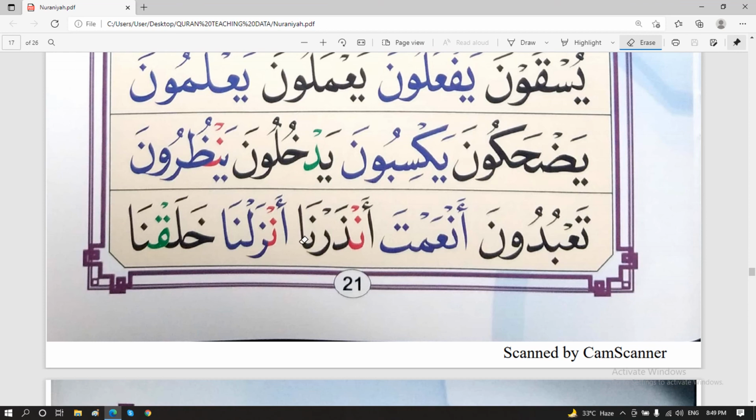This is alif madda. Alif without any sign, without any vowel, and before alif, this is fatha. So we're going to stretch it.